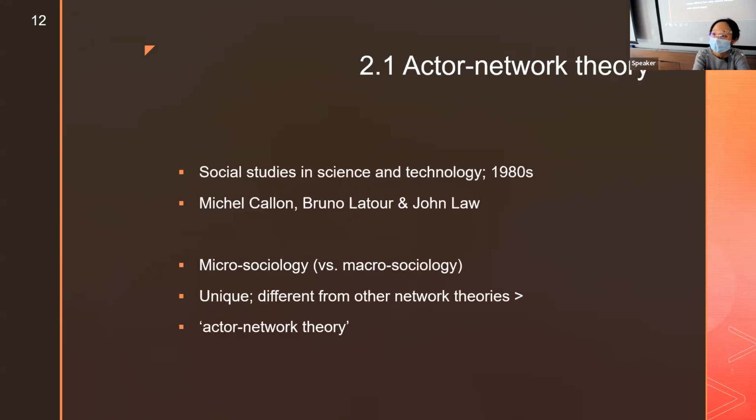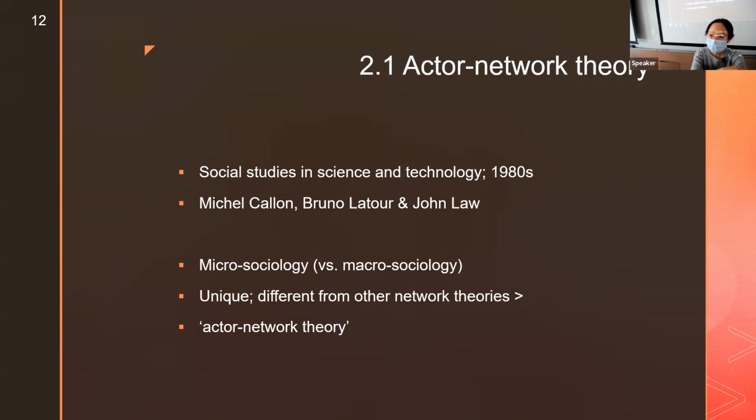ANT came into shape when a group of researchers conducted social studies in the field of science and technology, to see how scientific knowledge and technology were produced. The initial stage of the theory can be traced back to the late 1970s and early 1980s. And the forefathers of ANT include Michel Callon, Bruno Latour, and John Law, among others.